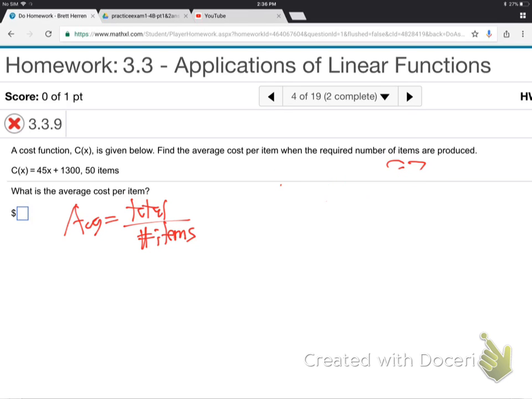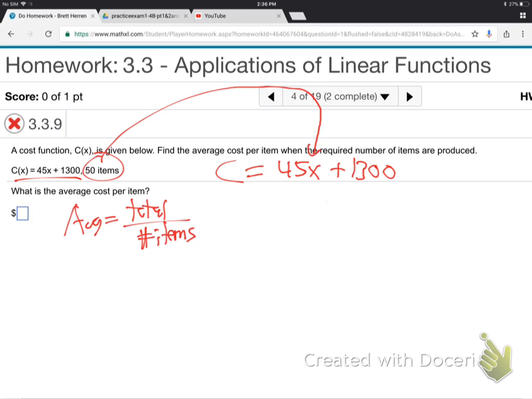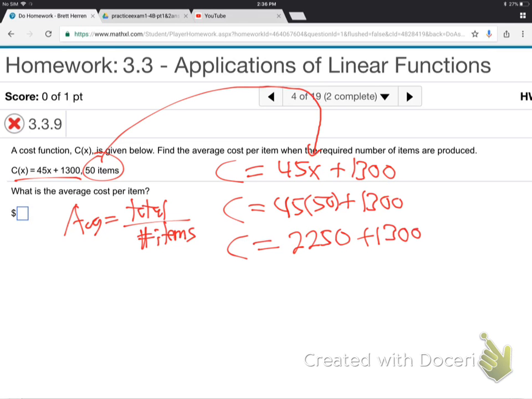Right, well that's exactly what we do here too. They give me this formula, I'll just write C equals 45x plus 1,300. They're saying 50 items. So what do I do with that 50? Where's that 50 plug in? In the x, right? So plug in that 50, and we'll get the cost of 50 items. What is 45 times 50? 2250, I think. 2250, yeah. Plus 1,300. And then add that up.